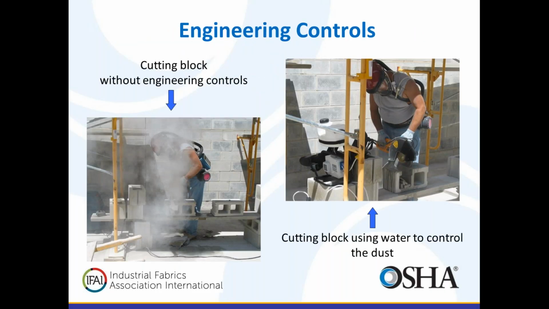Okay, here's some examples of some engineering controls that are available. Take a look at the left side. There's somebody that's cutting block with a chop saw without any engineering controls. Notice the dust that this employee is exposed to. I can guarantee you, if you see a cloud of dust like that, that's really bad. The exposure to silica in a cloud of dust like that, generally a couple minutes and you're over the permissible exposure level. So when OSHA enforcement is driving by and they see something like that, I can guarantee you they're going to stop.